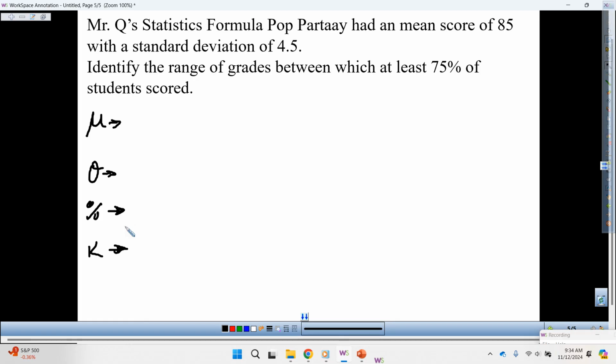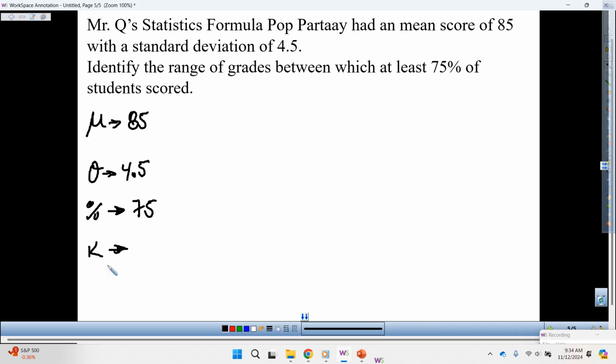All right. So, what information do we know for those 4 from what they gave us on the problem? Let's read it. It says, Mr. Q's statistic formula pop quiz had a mean score of 85. So what's our mu, everyone? 85. Okay, we got that. What's our standard deviation? 4.5. What percentages are they talking about?